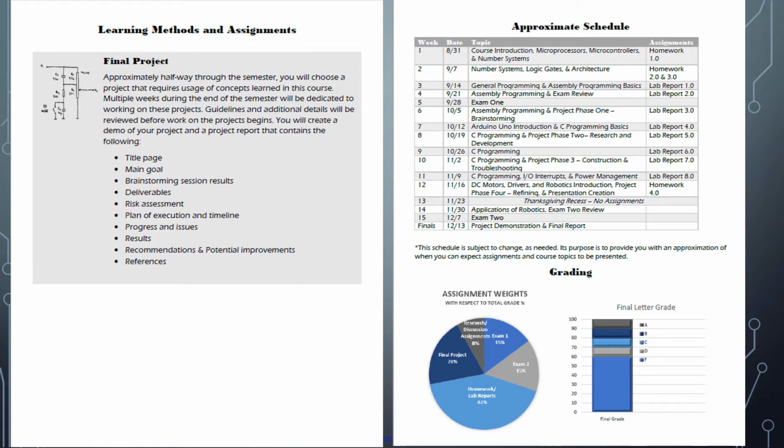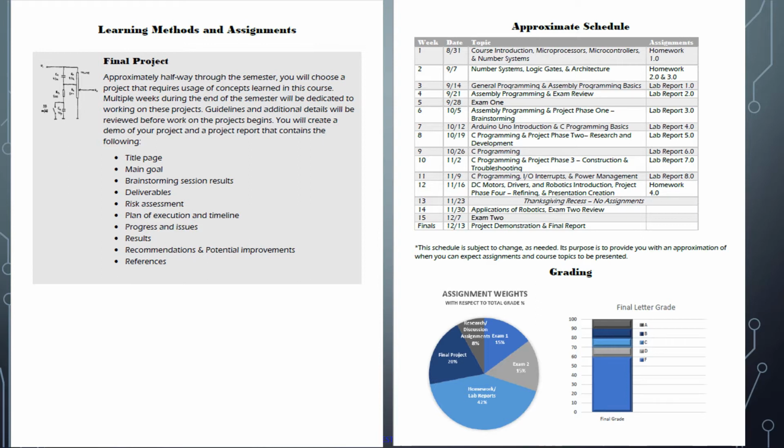Exams 1 and 2 will each be 15% of your grade. Your homework and lab reports, you'll have around 12 of those, and those are the bulk of your grade because that's where you'll really be demonstrating that you've learned the concepts. So 12 of those will be worth 42% of your grade for the semester, and then your final project and report will be worth 20%.